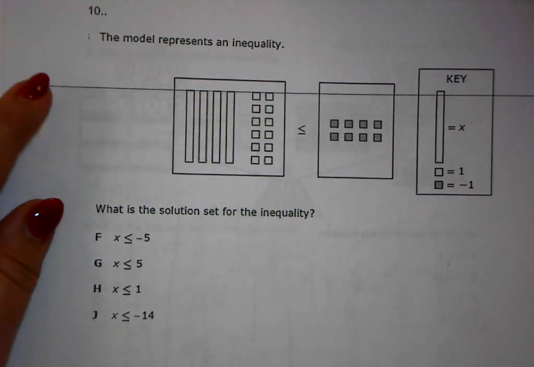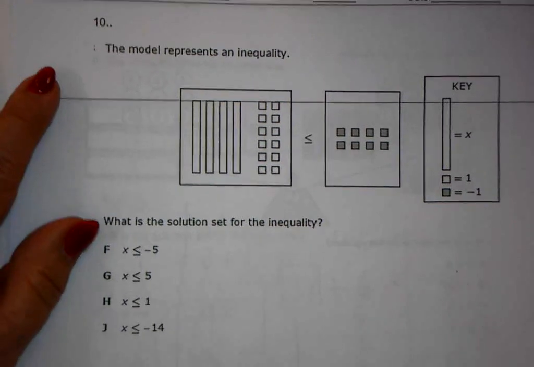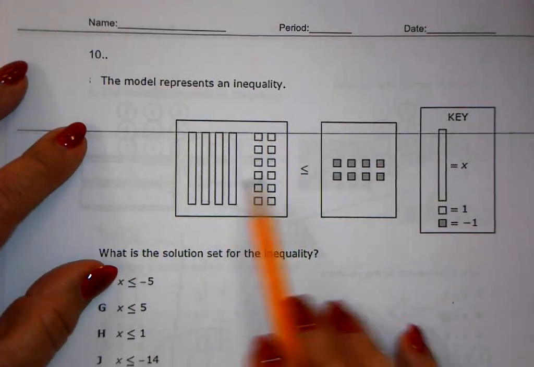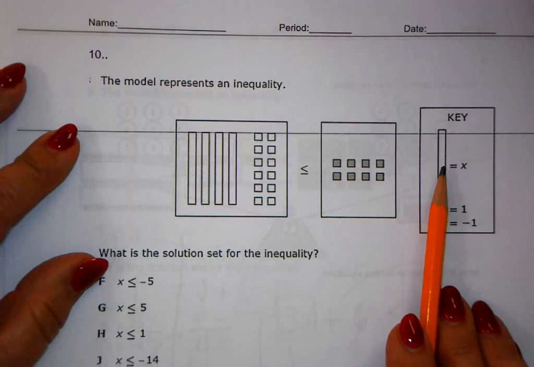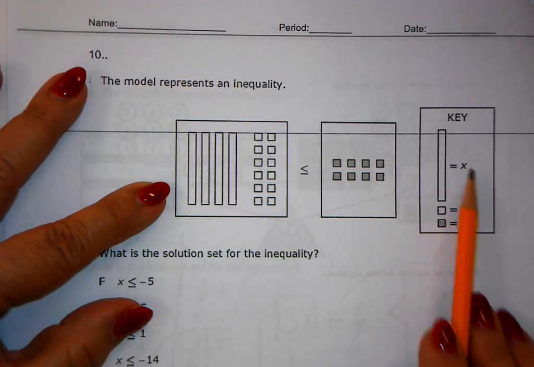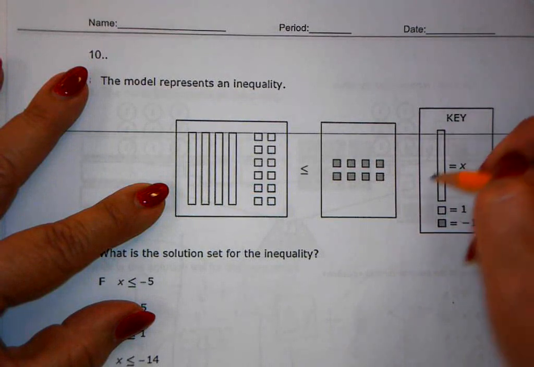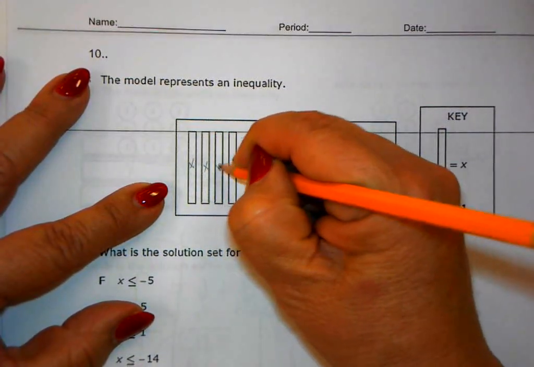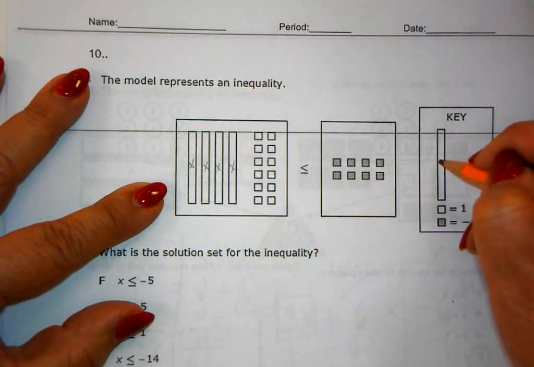Okay, so now let's look at the last question. The model represents an inequality. So I'm looking at my key. The open is positive x, so my rectangles are x's. If you need to, just put x's here so you know how many x's you're going to write.